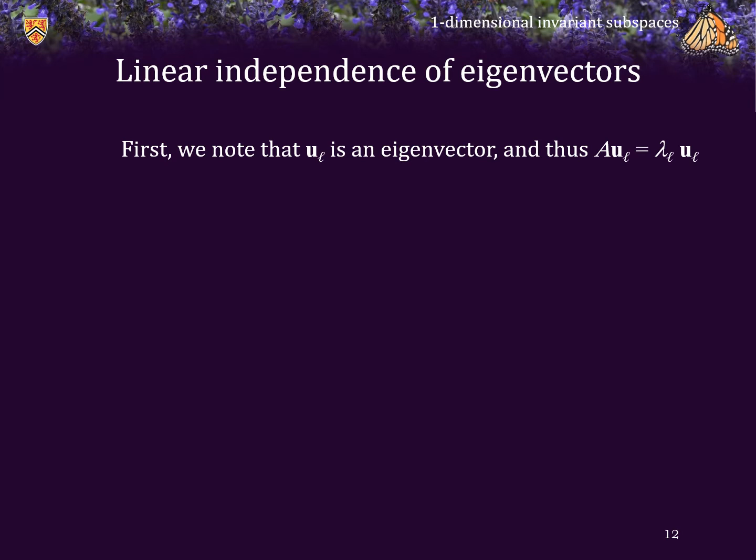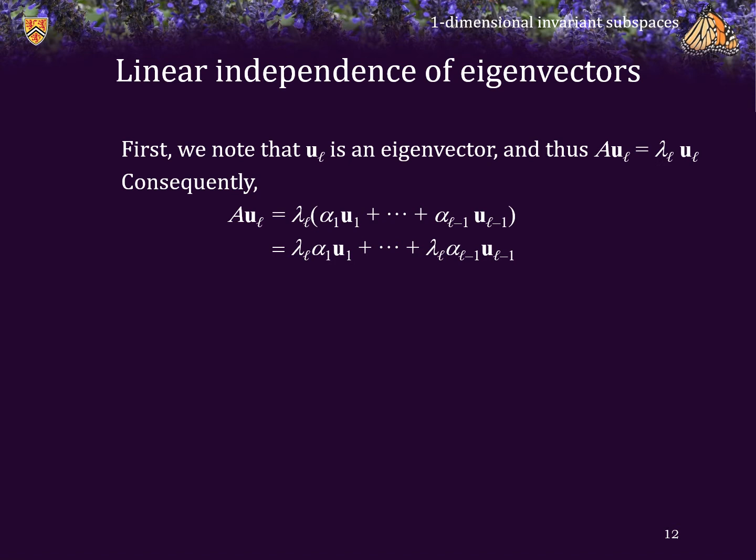Now, first, we note that u sub L is nevertheless an eigenvector, and thus A multiplied by u sub L is equal to lambda sub L u sub L. Consequently, A multiplied by u sub L is equal to lambda sub L times the linear combination of the first L-1 vectors that equals u sub L. And so distributing the scalar multiplication across the vector sum, we have the following.